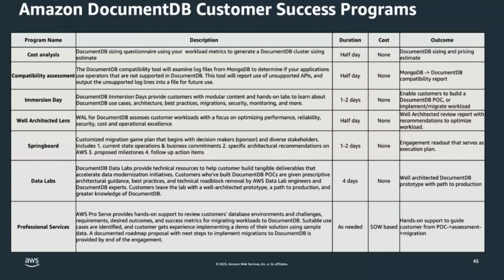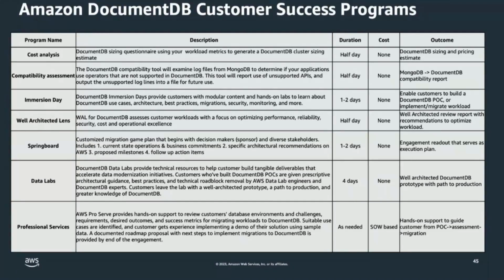The output of this half-a-day engagement is an engagement readout that serves as an execution plan. To help accelerate modernization in POCs, we offer data labs. This is a 4-day engagement where AWS provides AWS resources to help customers build tangible deliverables that help accelerate modernization initiatives. Customers walk away with an architected DocumentDB prototype with a path to execution.